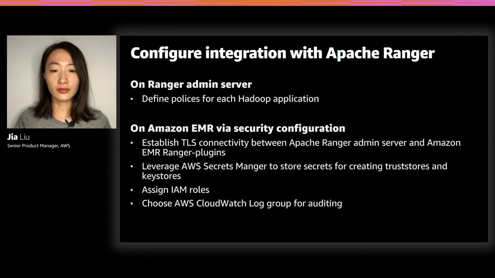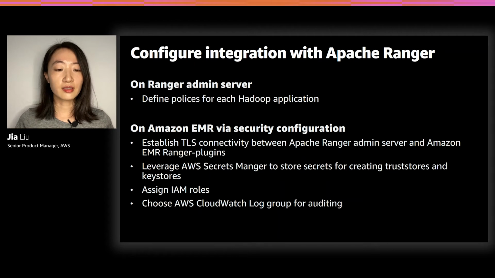Here's how you can configure the integration with Apache Ranger. There are two things you need to consider. One is the configuration on the Ranger admin server. The other is on Amazon EMR. First, you will need to set up the admin server, and then define the policies for each Hadoop application. On Amazon EMR, you can complete the configuration via console or API through security configuration.